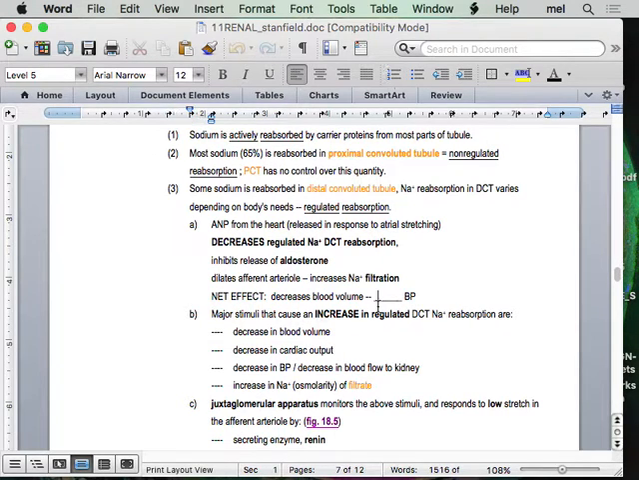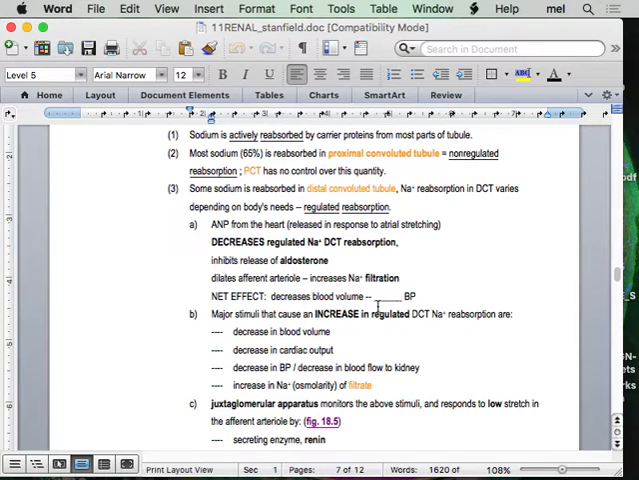All right. So now we've got to get to aldosterone, right? Because we know that aldosterone is probably going to do the opposite of what ANP does, right? Because we know that aldosterone causes sodium reabsorption. And it didn't act at the proximal convoluted tubule because nothing does. So it's got to act at the distal convoluted tubule, right? So there are some stimuli that can cause an increase in the regulated DCT reabsorption of sodium. And they should make sense to you.